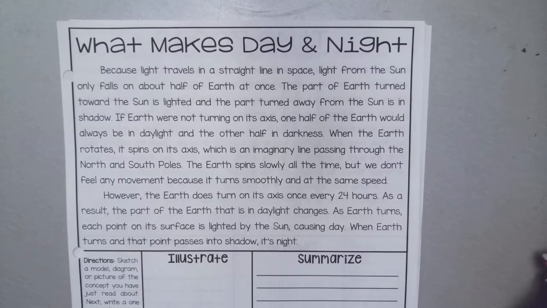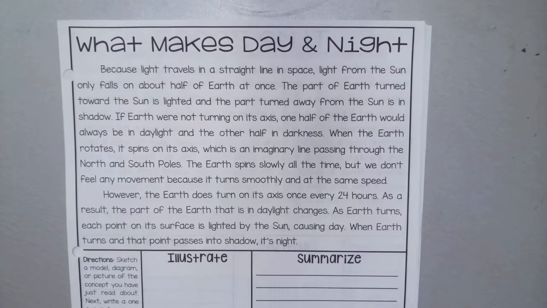When the Earth rotates, it spins on its axis, which is an imaginary line passing through the North and South poles. The Earth spins slowly all the time, but we don't feel any movement because it turns smoothly and at the same speed. However, the Earth does turn on its axis once every 24 hours.